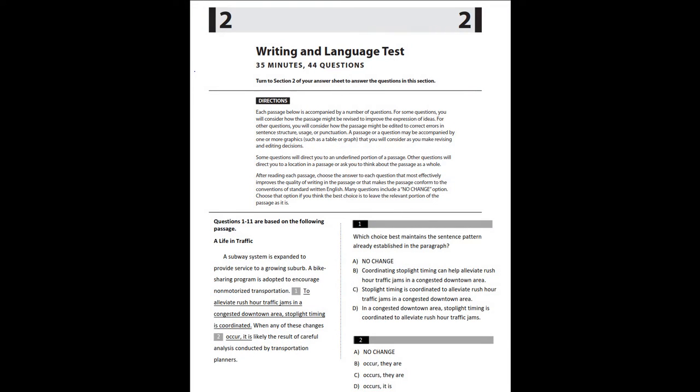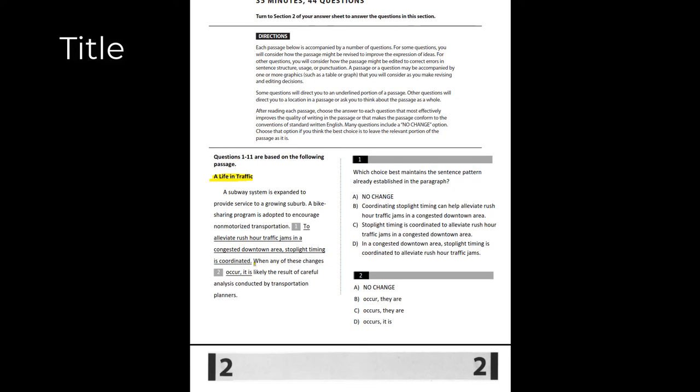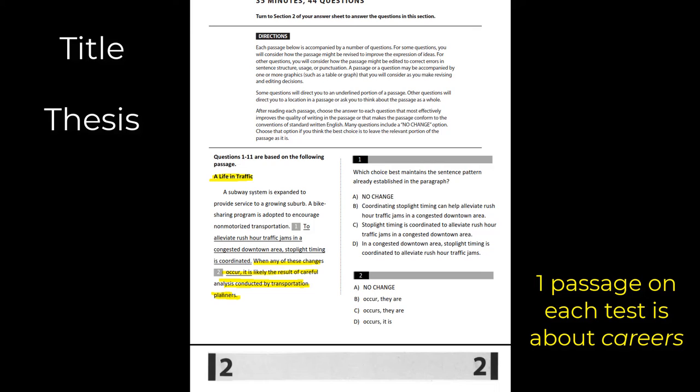So the typical way to begin is just to start reading the first paragraph. But what I often like to do is zoom out and try to get a bird's eye view of the overall passage. I look at the title and I can see this passage is about a life in traffic. And that gives me a tiny bit of information. But then I go down to the thesis, which is the last line of the first paragraph. And I can see that this is actually about transportation planning. So it's about the job, the career of transportation planners. And it's important to know that 1 out of every 4 SAT writing passages will be about careers, potential professions that students might get involved in the future.